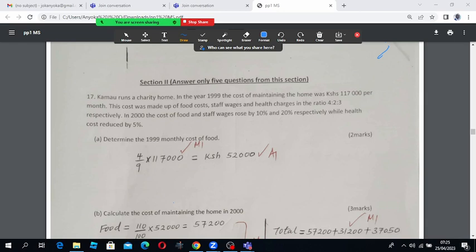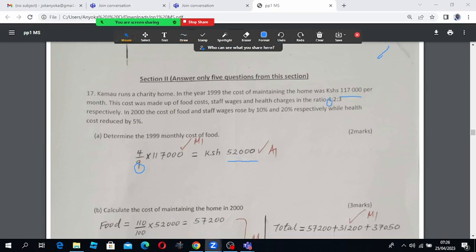Determine the 1999 monthly cost of food. Just the ratio 4, which stands for food, over total ratio 9, then multiplied by the total value of running a home, which gives us 52,000. This one almost everybody scored.